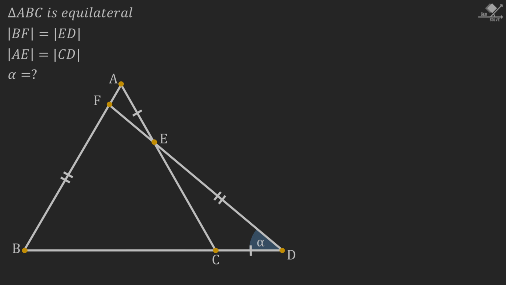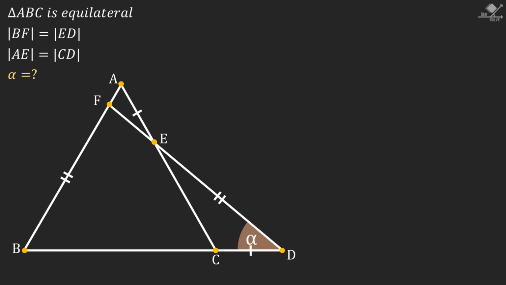This time we have a nice triangle problem. Let's go over the question. We have this triangle ABC, which is given to be an equilateral triangle. Then we have equal line segments BF and ED. Also, line segments AE and CD are given to be equal. And we are asked the angle alpha.